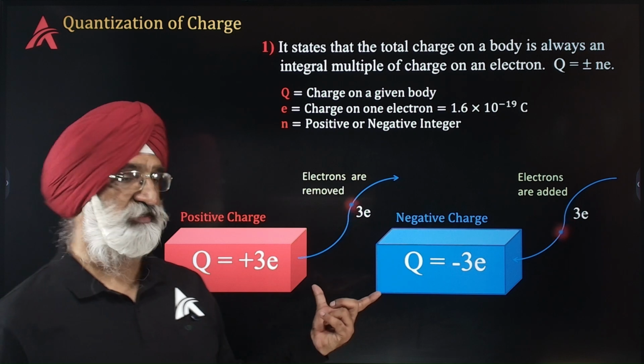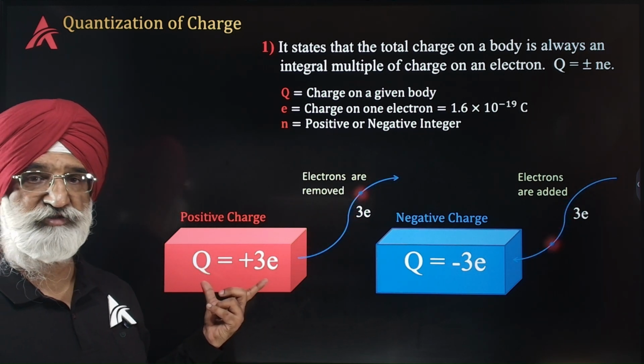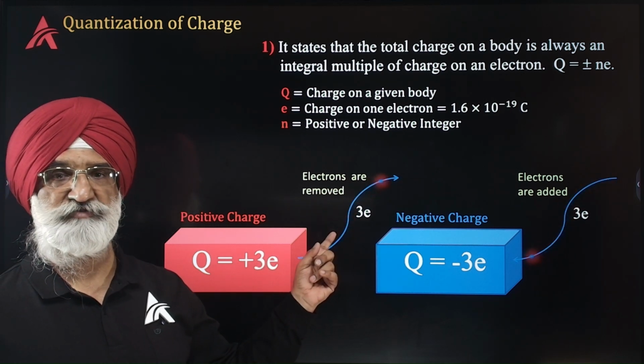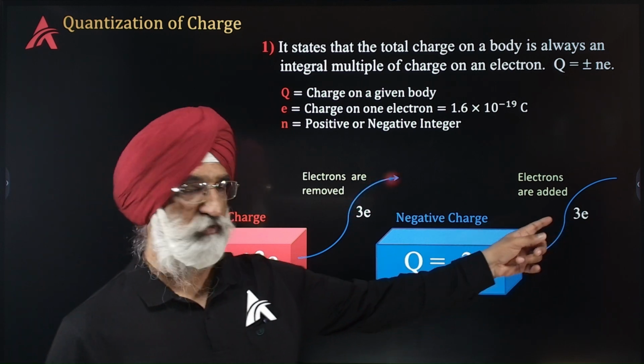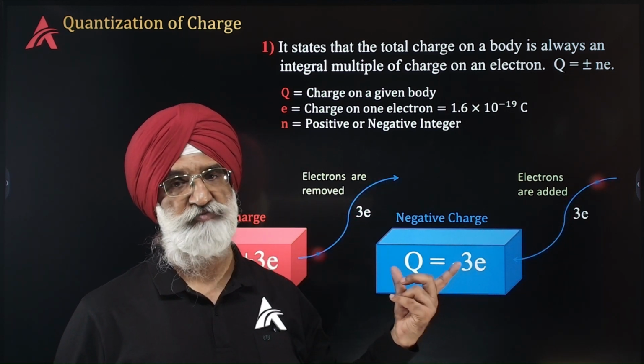You can see in these animated diagrams that this body will acquire a positive charge of plus 3e when 3 electrons are removed from this body. This body will acquire a charge of minus 3e when 3 electrons are added to this body.